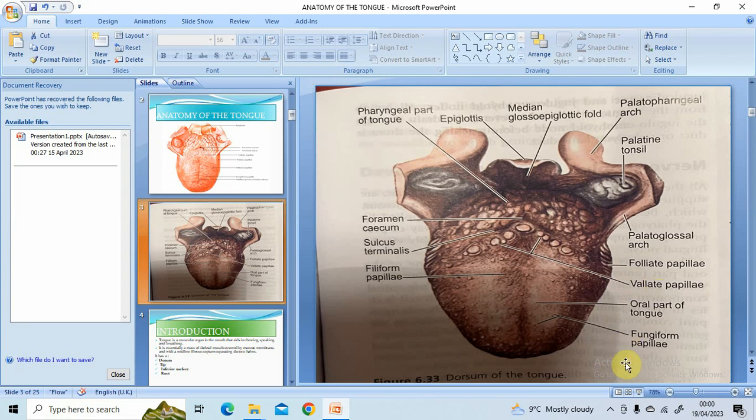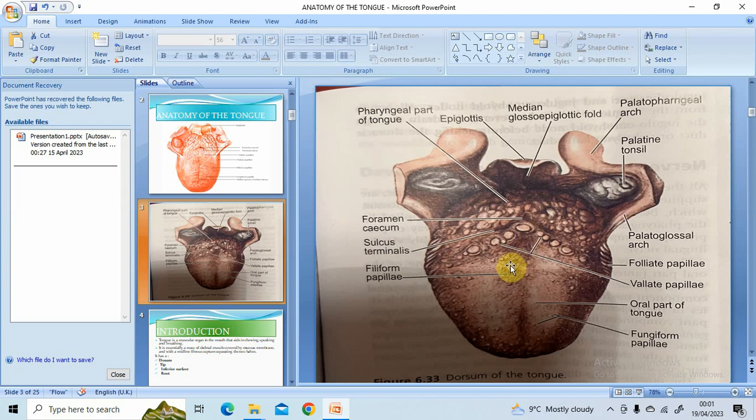These filiform papillae are minute conical projections that give rise to the velvety appearance of the tongue. This is it. These are the filiform papillae. You can see that they are minute conical projections that give rise to a velvety look. If you look at this diagram, it is giving it a velvety appearing look.